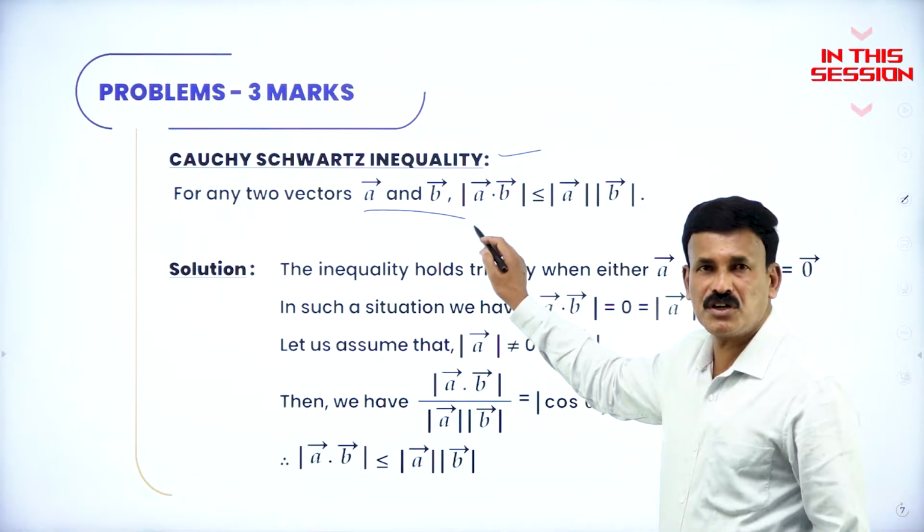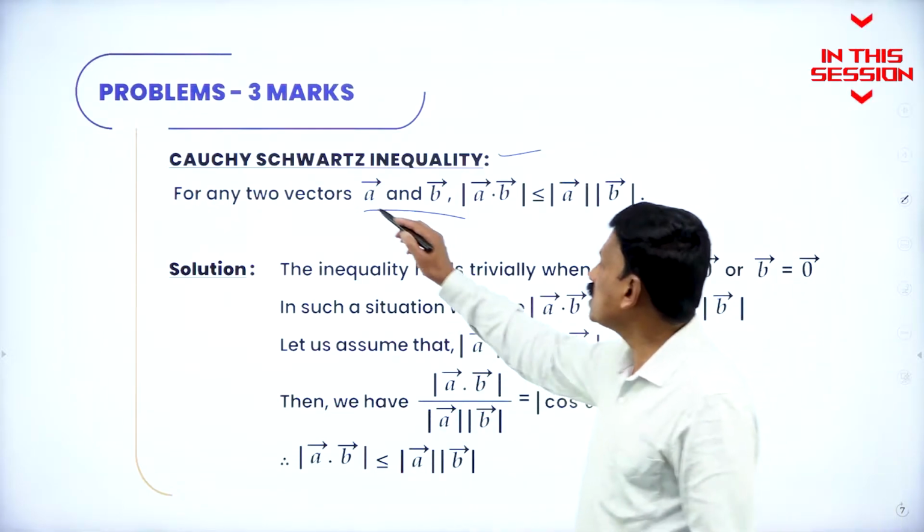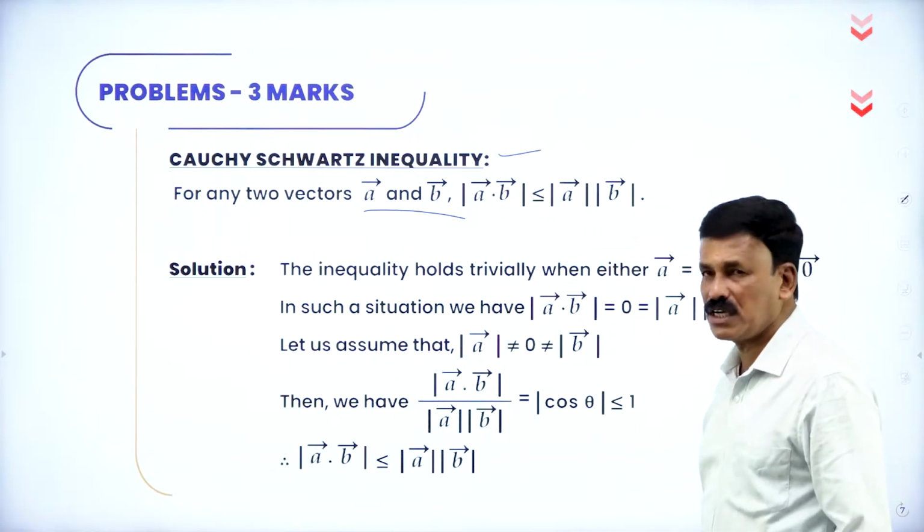Magnitude of vector a dot b is always less than or equal to length of a into length of b. This is called the Cauchy-Schwarz inequality.